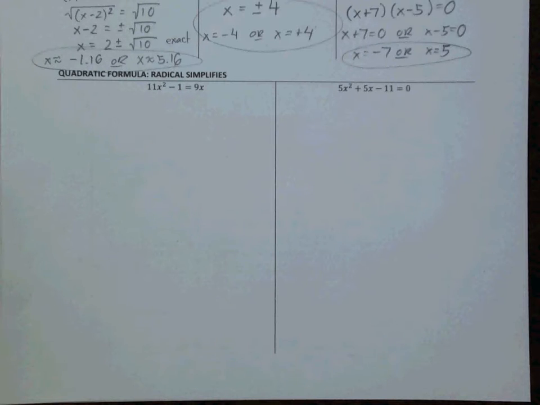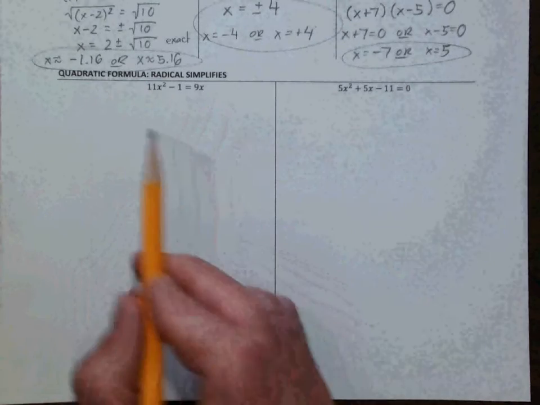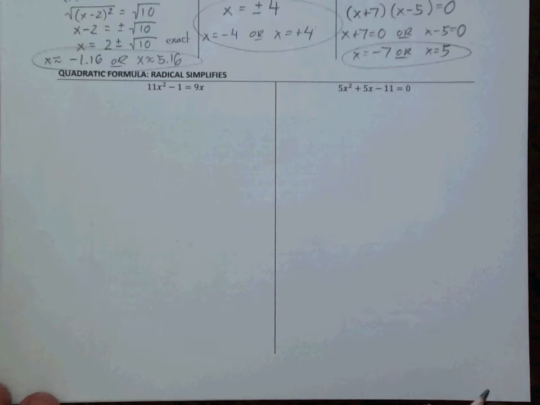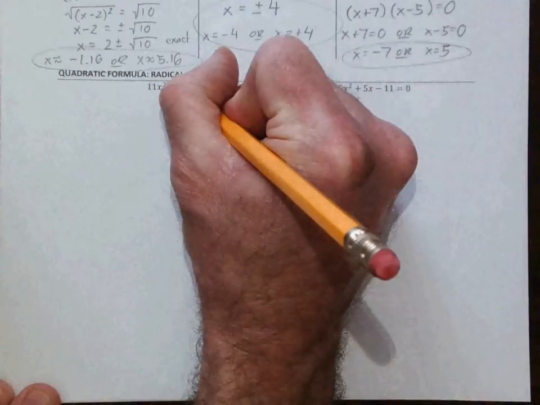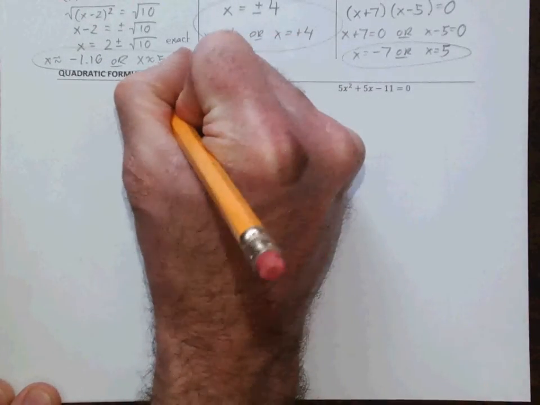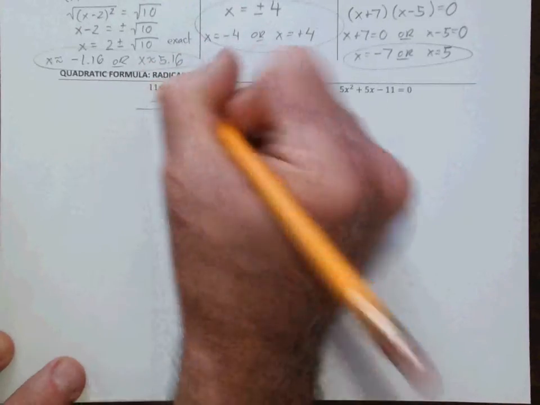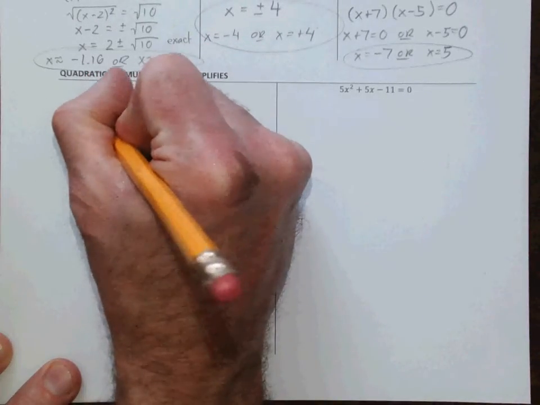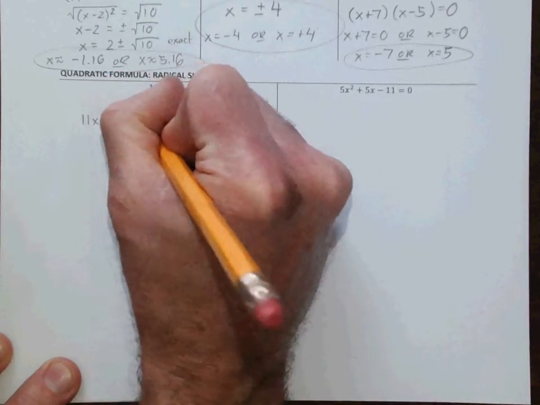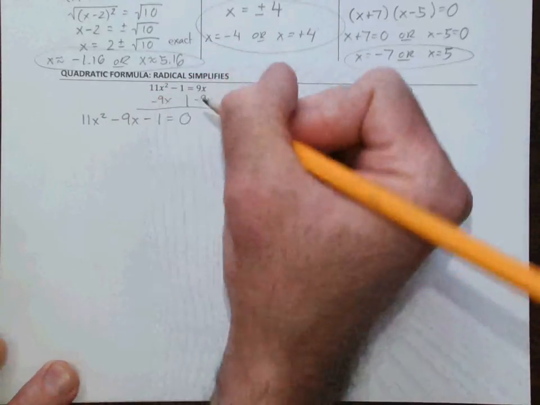So this next example is an example of the quadratic formula where the radical simplifies. Here we have this problem, 11x squared minus 1 equals 9x. For the quadratic formula, you want the right-hand side to equal 0, so I'm going to subtract 9x from both sides and have 11x squared minus 9x minus 1 is equal to 0.